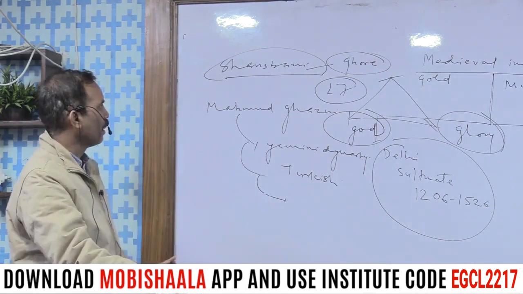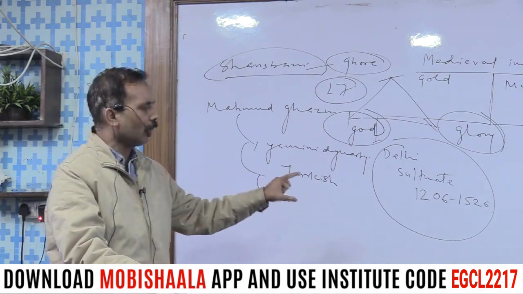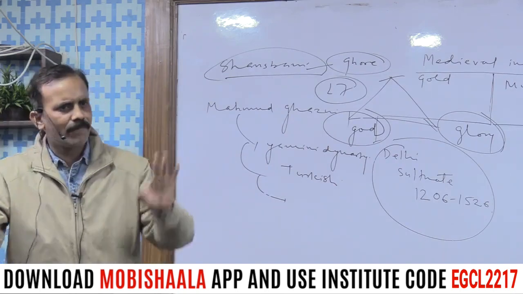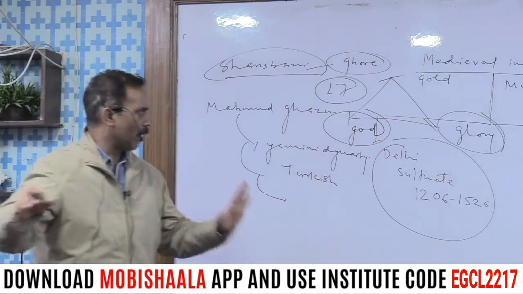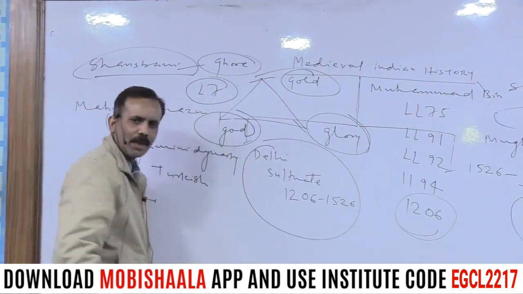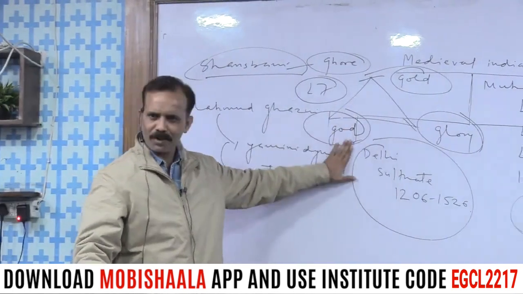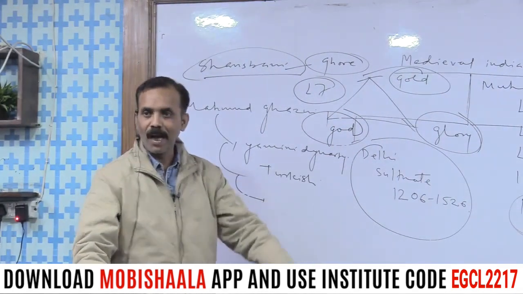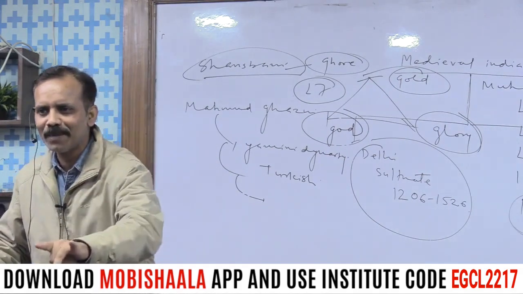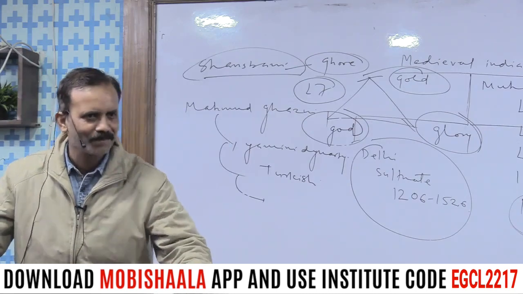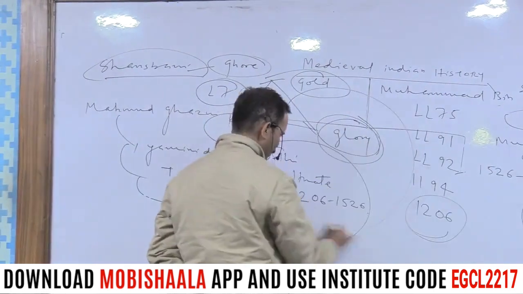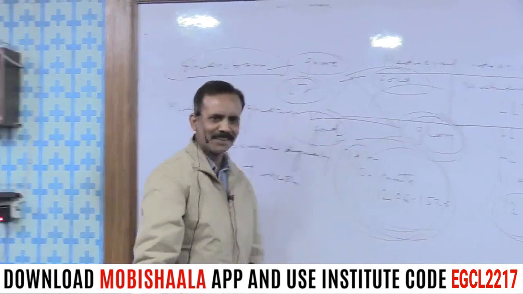This man, unlike Ghazni, had four ambitions. Number one, to loot India. Number two, to create a space for Islam in Hindustan, as the British did in the 18th and 19th centuries for Christianity. Third was to have glory, and fourth, the foundation of the Delhi Sultanate.